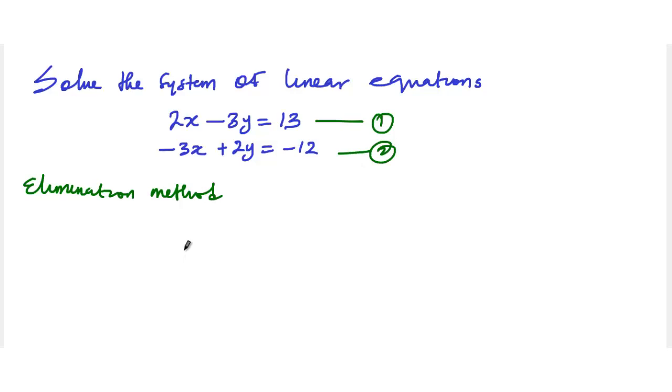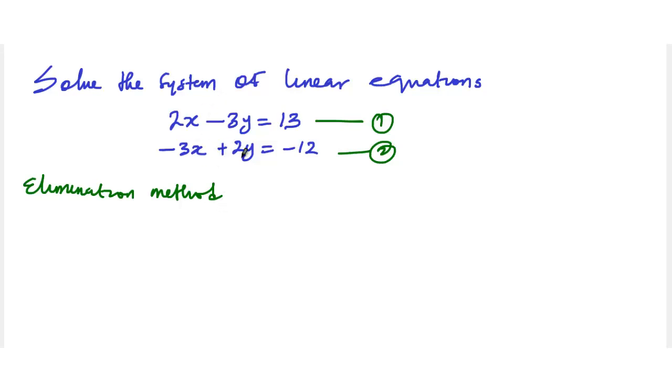Now for elimination method to make sense, either the x terms are the same or the y terms are the same. If the x terms are the same, it implies that we are eliminating x so as to make y the subject of the formula. And if the y terms are the same, it implies that we are eliminating y in order to find x. Then we can do the necessary substitution. But that does not happen here.